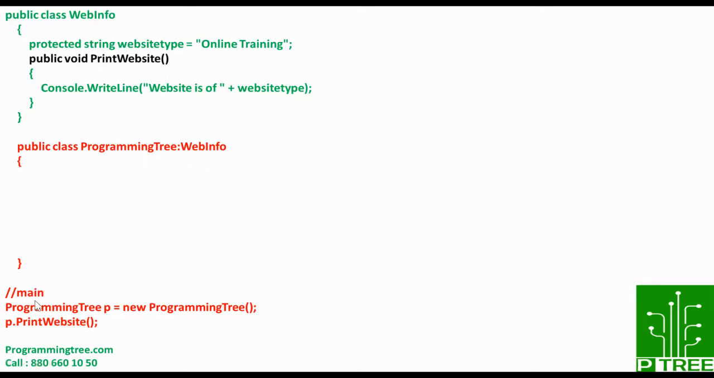And within main, if I create the object of ProgrammingTree and call p.PrintWebsite, as we know, the derived class object can access the data of the base class, so it will print the message website is of online training. Perfect.